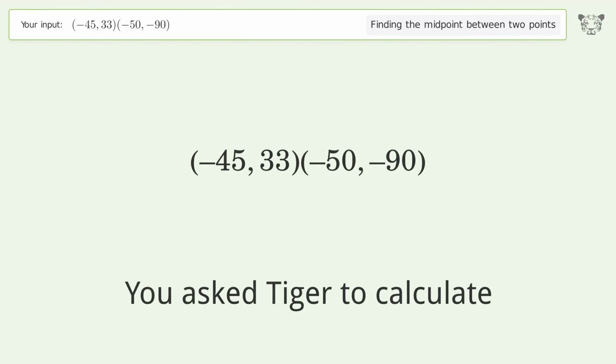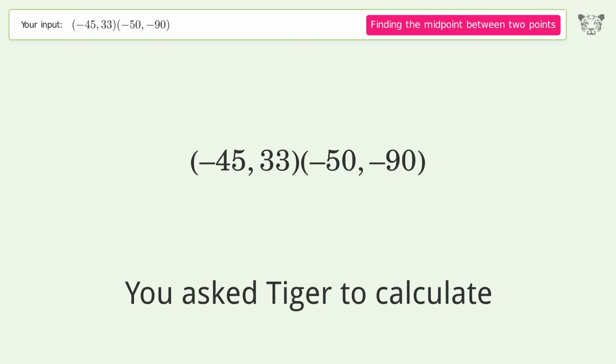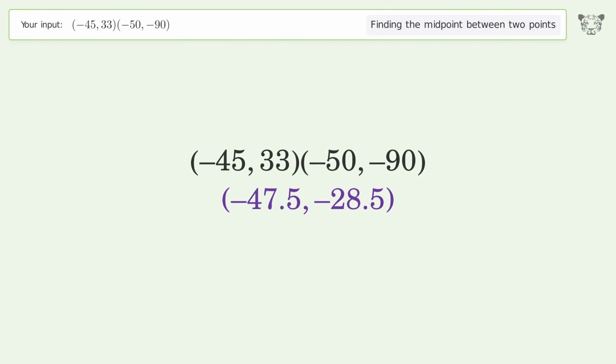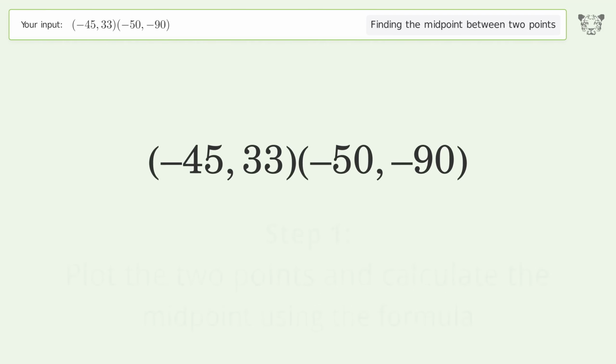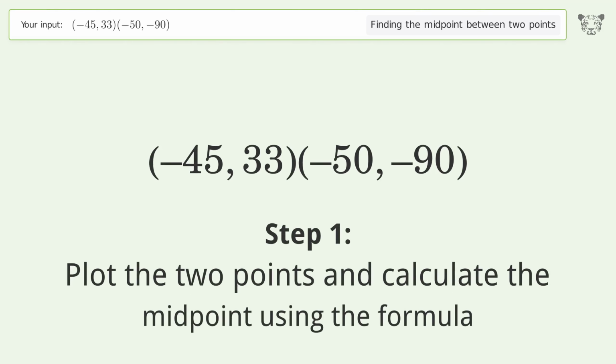You ask Tiger to calculate. This deals with finding the midpoint between 2 points. The midpoint between the 2 points is -47.5, -28.5. Let's solve it step by step. Plot the 2 points and calculate the midpoint using the formula.